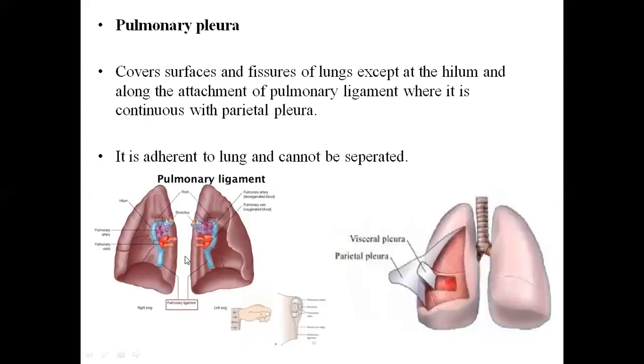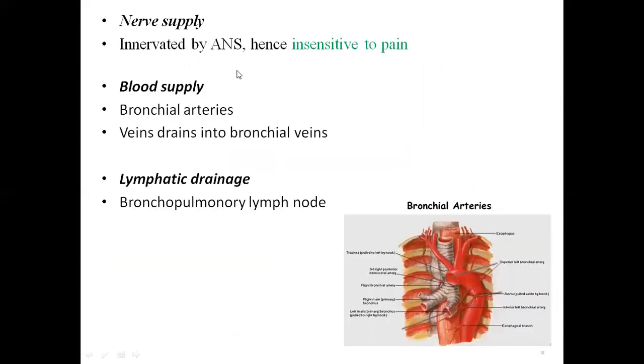And here it also forms an extension that's called the pulmonary ligament. We'll talk about the pulmonary ligament in the coming slides. And the pulmonary pleura is closely attached to the lung. It cannot be separated from the lung. Here you can also see the pulmonary pleura, which is attached to the lung surface, and the parietal pleura can be seen here.